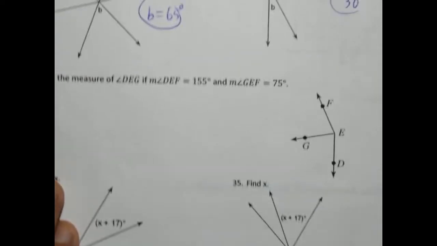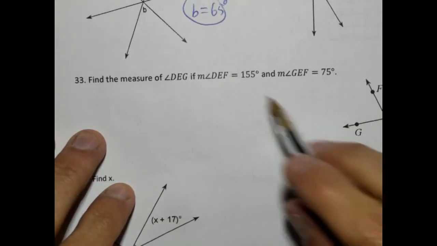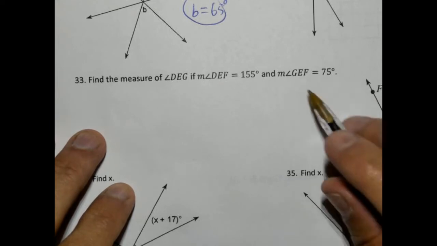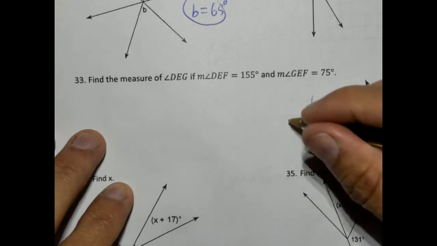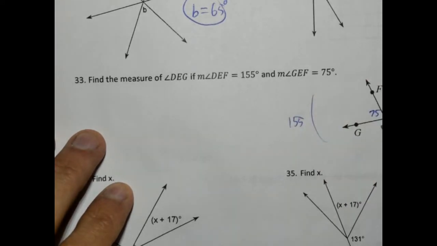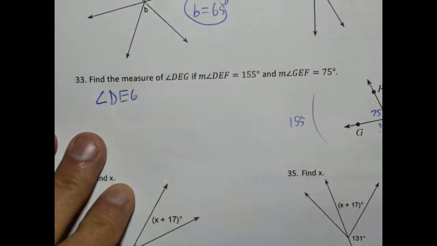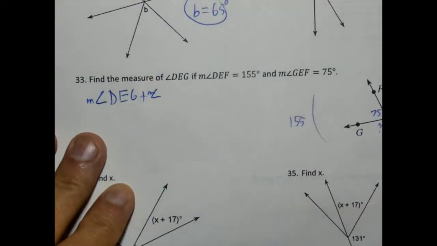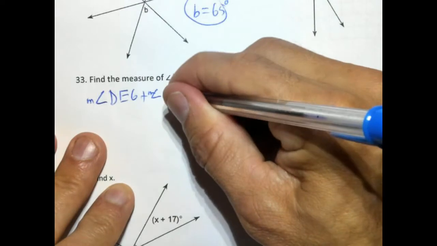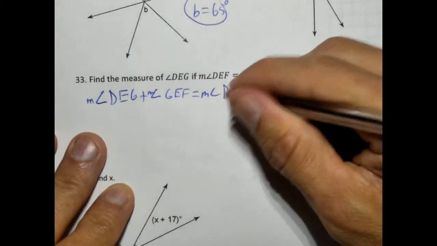Find the measure of DEG if DEF is 155 degrees and GEF is 75. So GEF is 75. The whole thing is 155. We're looking for this one, DEG. So we're going to say this is the angle addition statement: the measure of DEG plus the measure of GEF equals the measure of angle DEF.